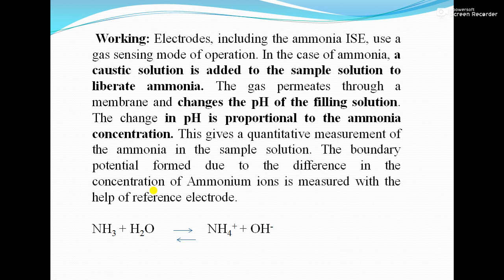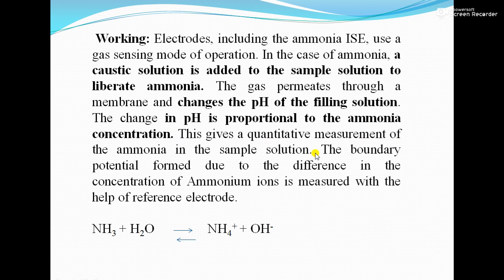So working is there. You can see electrodes including the ammonia ion selective electrode. What we have to do is use a gas sensing mode of operation. For detection of ammonia, a caustic solution is added to the sample solution to liberate ammonia. The gas penetrates through a membrane and changes the pH of the filling solution. The change in the pH is proportional to the ammonia concentration. This gives a quantitative measurement of ammonia in the sample solution.